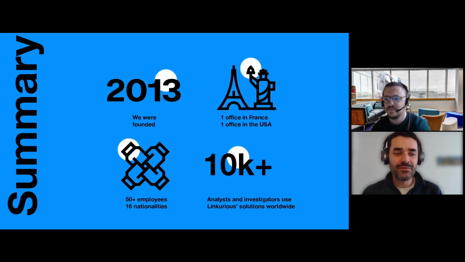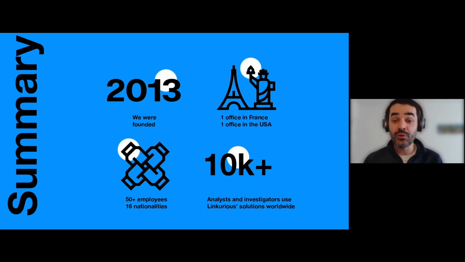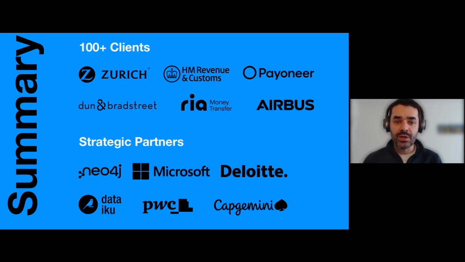So let's dive in. First, a few words about Linkurious. The company was founded in 2013. We are a team of 50 plus persons with an office in France and another one in the US. And on a daily basis, more than 10,000 investigators throughout the world are using our products to conduct complex investigations around graph data. You can see here some of our clients, and that list includes organizations such as Zurich Insurance, HMRC, Pioneer, and more.